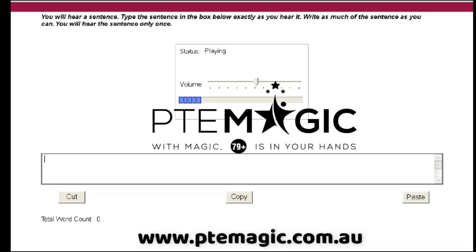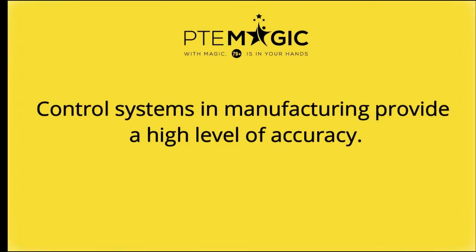Control systems in manufacturing provide a high level of accuracy.